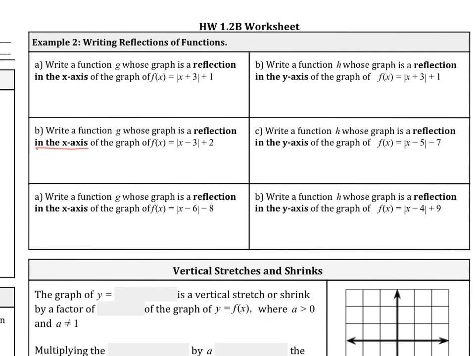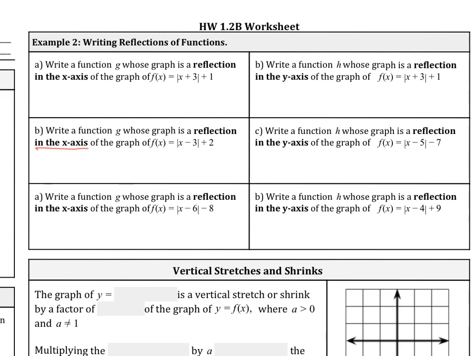Chapter 1.2, Day 2, Example 2, Writing reflections of the functions. Letter A: write a function g whose graph is a reflection in the x-axis of the graph of f(x) = absolute value of x + 3, minus 1.